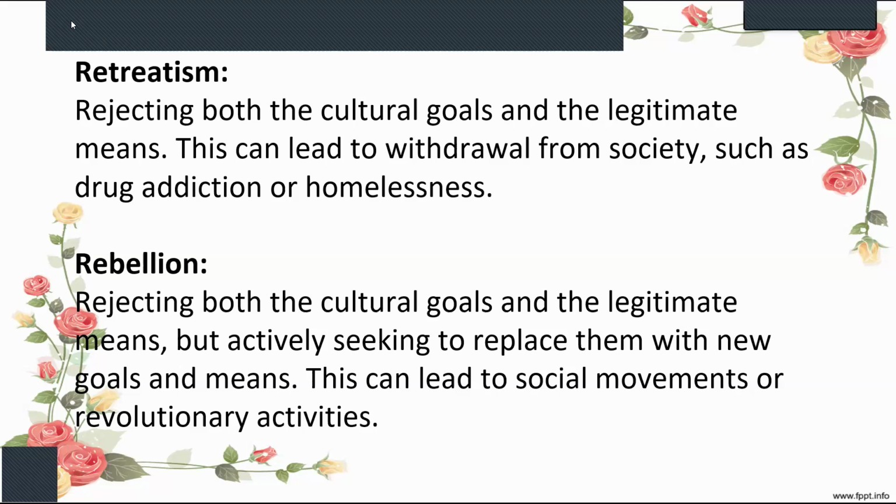Because of such people only, the society will change. So there will be movements, social movements or revolutionary activities. There are such activities in history, and so today, people are enjoying labor rights. When we think about the origin of labor rights, that is a rebellion. They started having new goals and they used different new methods. Okay, that is that.